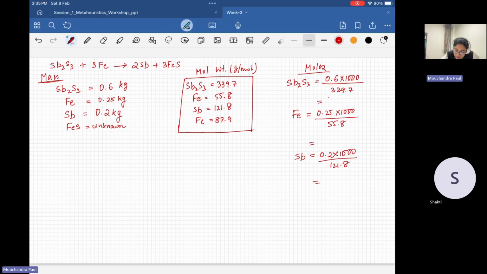So for Sb2S3, it is 1.77 moles. For iron, it is 4.48 moles. And for antimony, it is 1.64 moles. So these are the given numbers of moles of the reactants as well as the product antimony. Now we have to check which is the limiting reactant here.